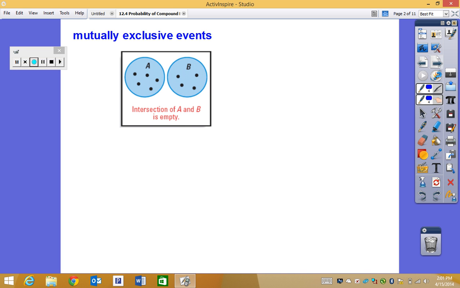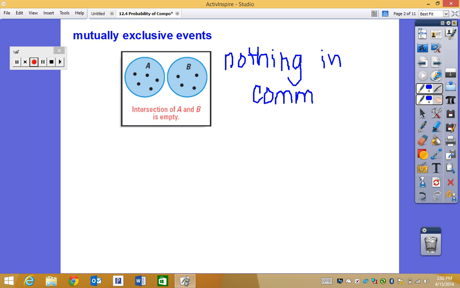So mutually exclusive events have nothing in common, as you can see by the Venn diagram. So if we are going to find the probability of two events that have nothing in common, we simply add the probabilities.